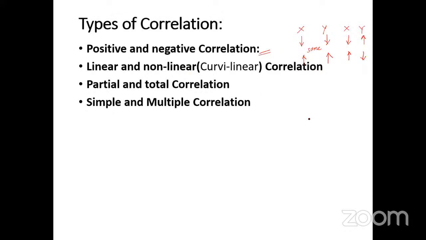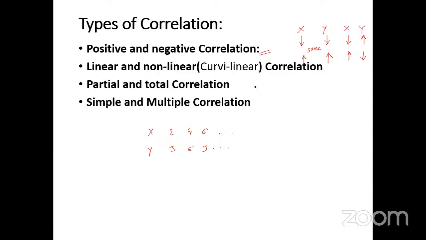Linear or nonlinear correlation. Nonlinear correlation is called curvilinear correlation. Let us consider x and y are given: x is 2, 4, 6, and so on, and y is 3, 6, 9, and so on. You see the relationship between x and y has a constant rate of change between the variables, then it's called linear correlation. If it does not exist, then it's called nonlinear.